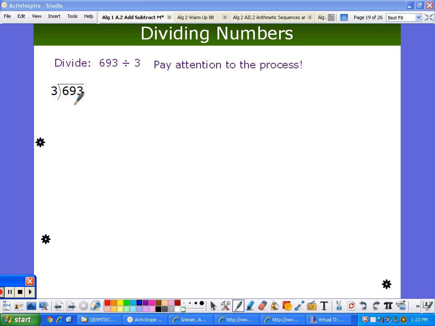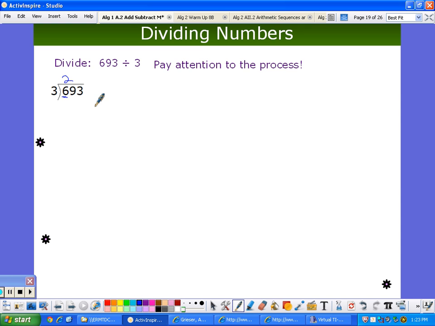If I want to divide 3 into 693, and we use this, I don't know what the real term for that is. I call it my division house. The house of the dividend. Okay. So what we do, we don't say 3 into the whole thing. Remember, we break it into pieces. So we say 3 times what gives me 6? Yes, 2.